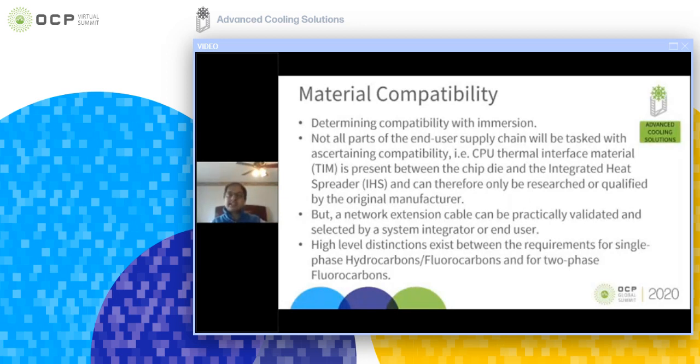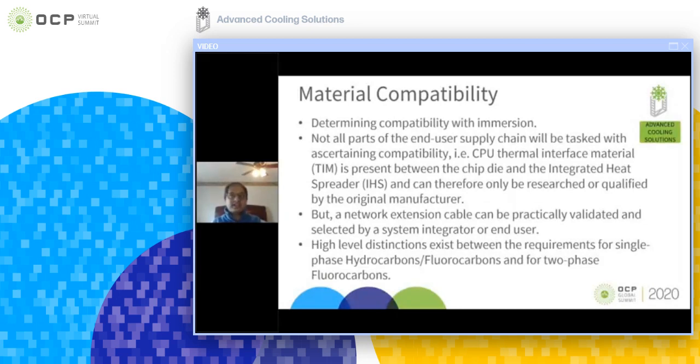Because it's a very important chapter with respect to IT gear immersion cooling, this chapter suggests experiments for predicting degradation of cables, printed circuit boards, packages, optical fibers, passive components, and so on.